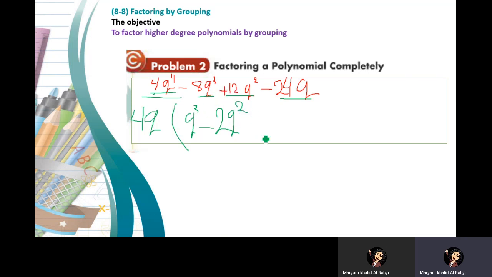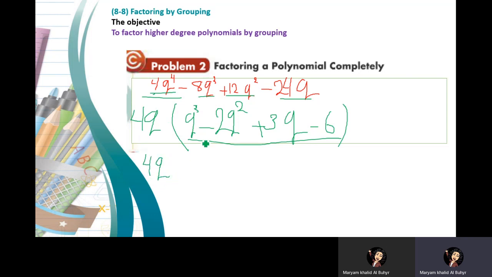You took 4 outside, the remaining from this one is a 3. And you took q outside, so the remaining is q to the power 1. Minus, what is the number that you should multiply by 4 to get 24? It is 6. So just minus 6, and you already took q, so there is no remaining q.